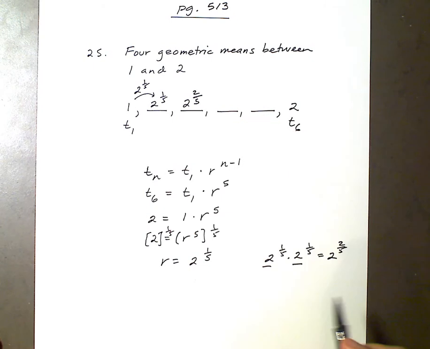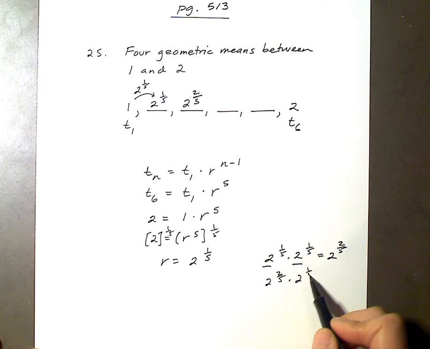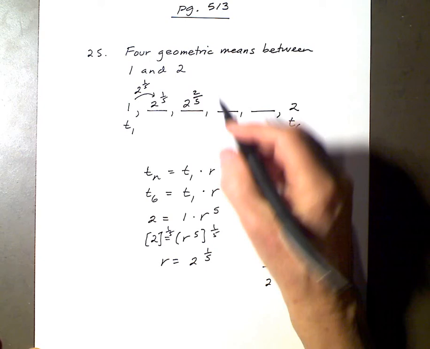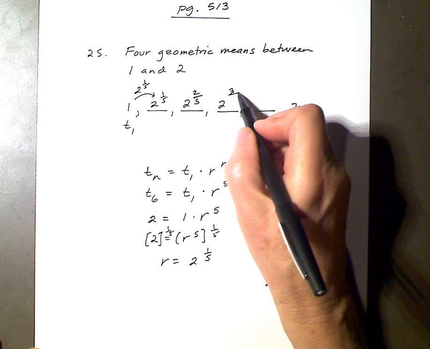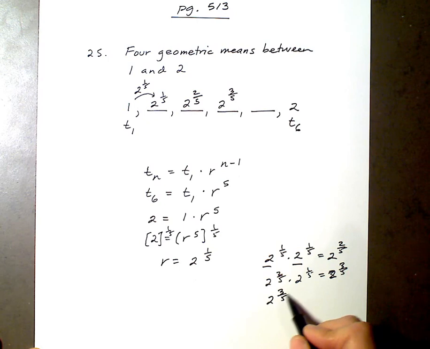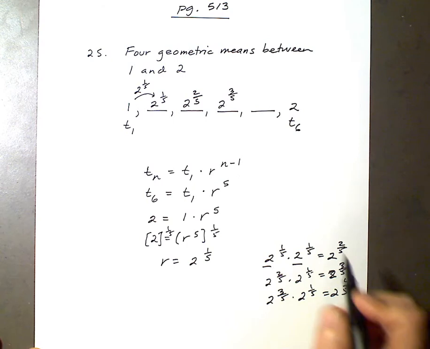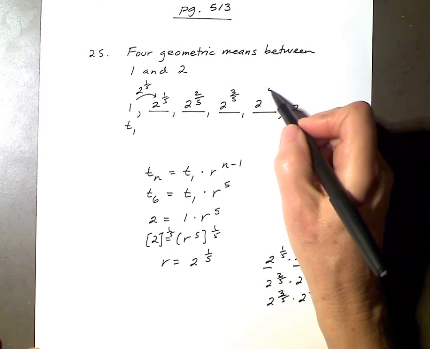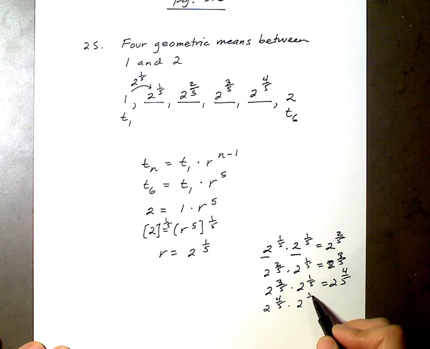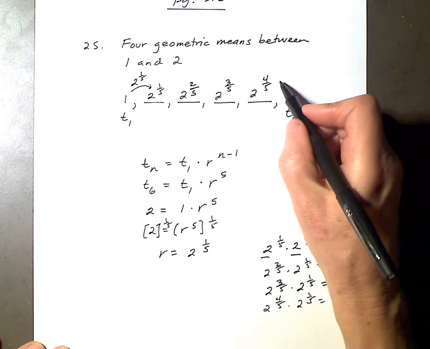Now, when I take 2 to the 2/5 and multiply it by 2 to the 1/5, I get 2 to the 3/5. And so on. You can probably see the pattern. So this would be 2 to the 4/5, and then when you finally multiply that, 2 to the 4/5 by 2 to the 1/5, we get 2 to the 5/5, which is 2 to the 1, or 2.